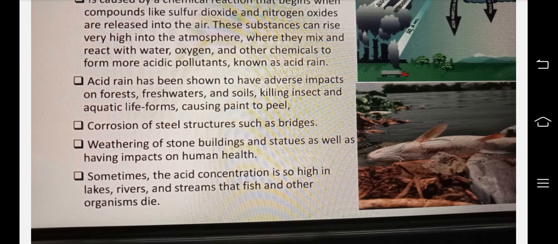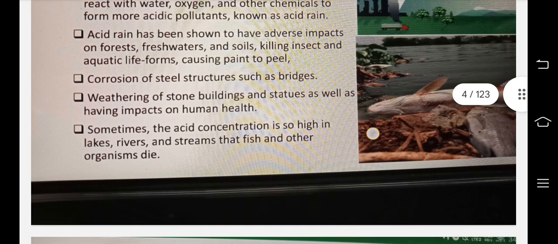and corrosion of steel structures such as bridges, weathering of stone buildings and statues, as well as having impacts on human health. Sometimes the acid concentration is so high in lakes, rivers, and streams that fish and other organisms die.